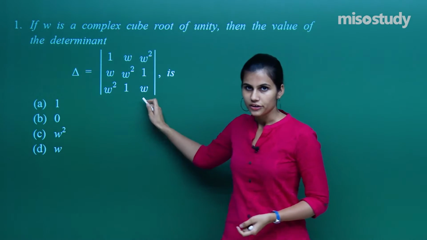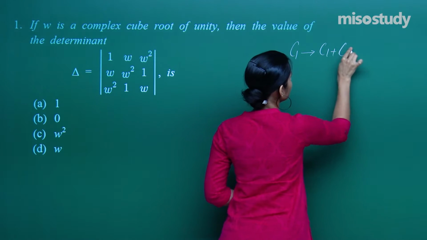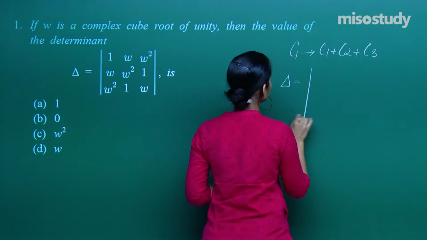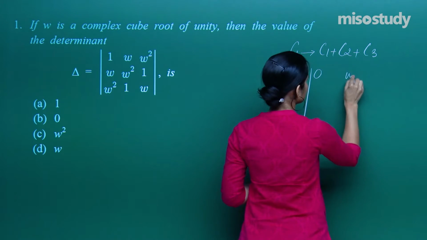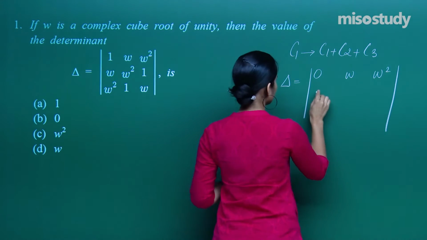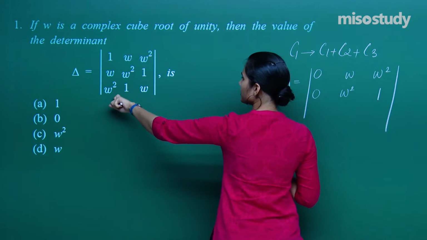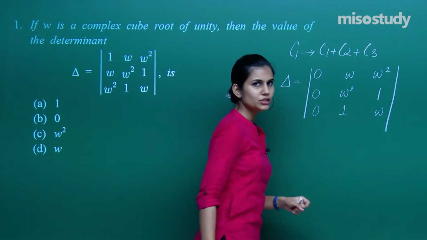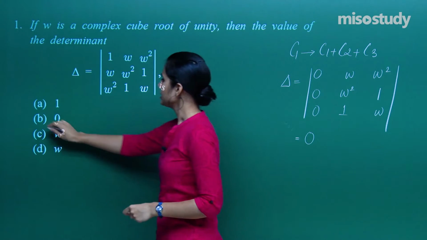So if I say column 1 goes to column 1 plus column 2 plus column 3, I am going to get this determinant with 1 plus omega plus omega square, which is 0, rest same. Then again omega plus omega square plus 1, which is 0, rest same. And omega square plus 1 plus omega, which is 0, rest same. The moment you have one complete column equal to 0, your answer is 0.